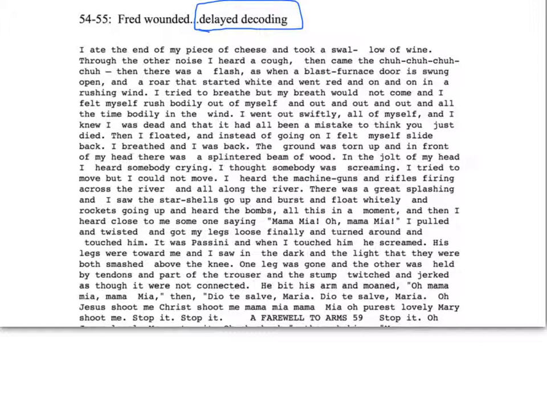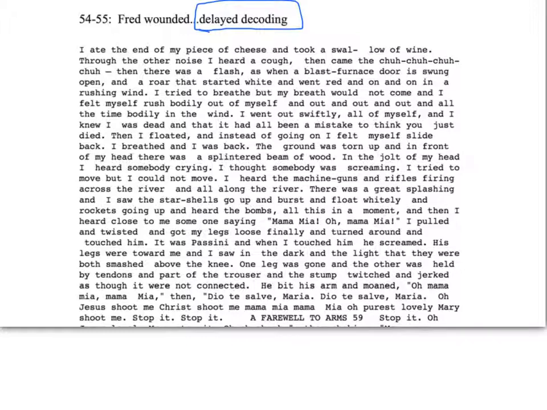Boom, shrapnel went right into his thigh, and that was his injury that led to Ernest Hemingway coming home to Oak Park, Illinois. But here he is creating a fictional moment where he's eating cheese and drinking wine, and then they get ambushed. And it goes as follows.